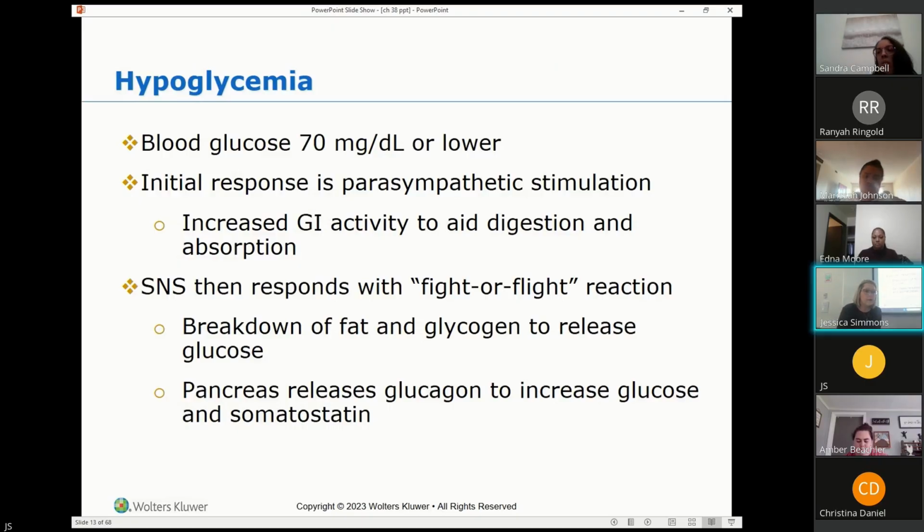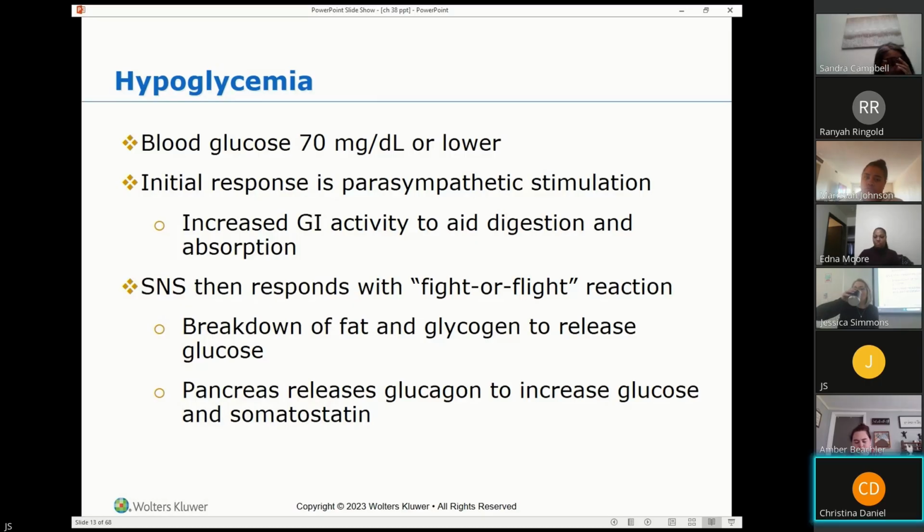Hypoglycemia is a blood sugar of 70 milligrams per deciliter or lower. The initial response is parasympathetic stimulation, increased GI activity to aid in digestion and absorption to try to increase your blood sugar. Sympathetic nervous.